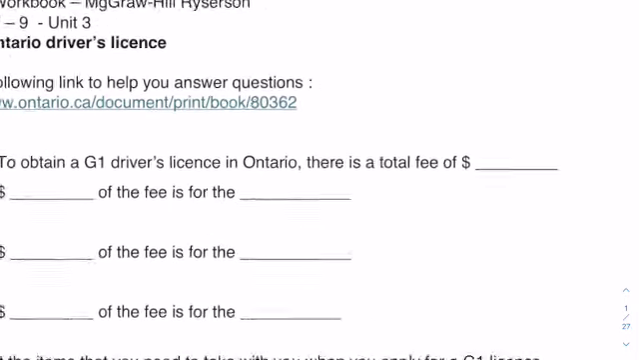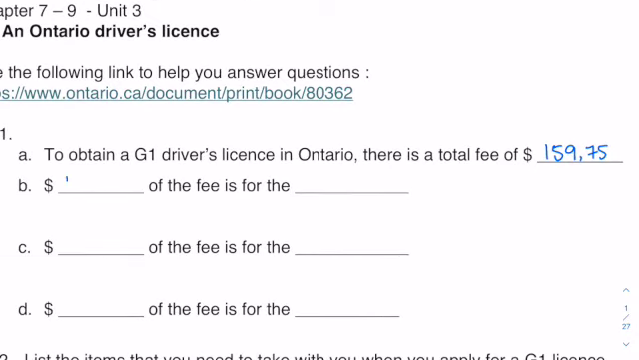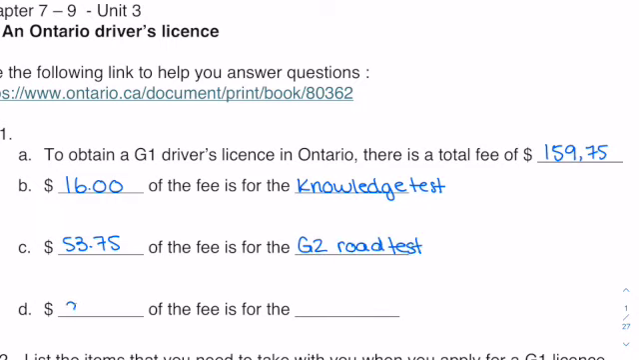Now, if you look it up, it will tell you that it is a total fee of $159.75. Now, $16 of this fee is for the knowledge test. $53.75 is for the G2 road test. And $90 of it is for the 5-year license.